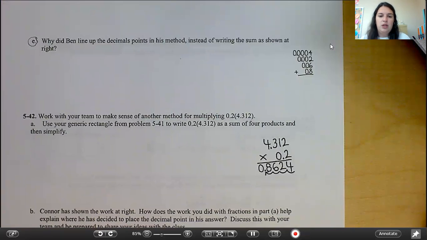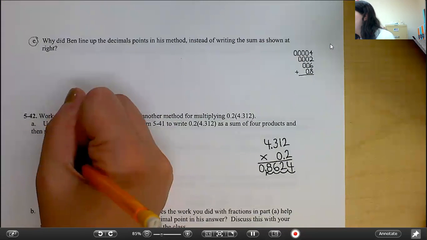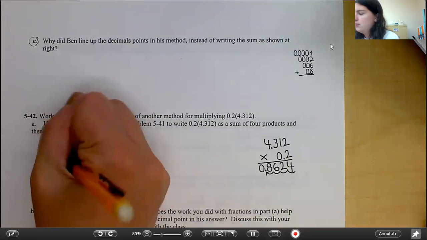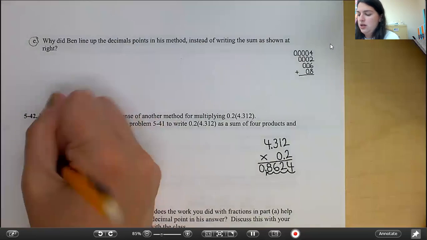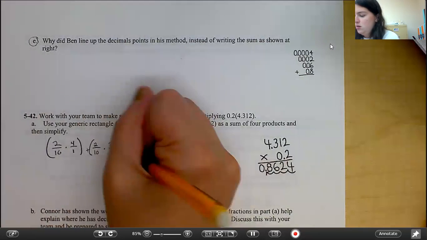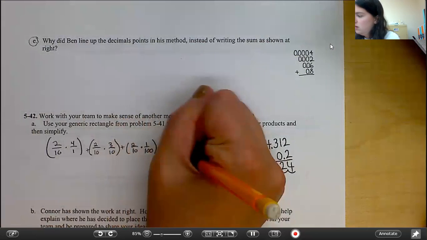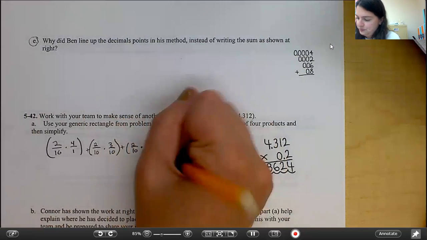5-52, work with your team to make sense of another method for multiplying 2/10 times 4 and 312 thousandths. Use your generic rectangle from problem 5-41 to write 2/10 times 4 and 312 thousandths as a sum of 4 products and then simplify. So we have your generic rectangle from the other page, which is, I'll help you out here, 2/10 times 4 over 1, plus 2/10 times 3/10, plus 2/10 times 1/100, plus 2/10 times 4/1000ths.